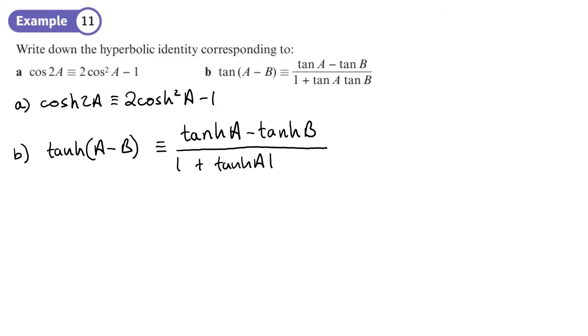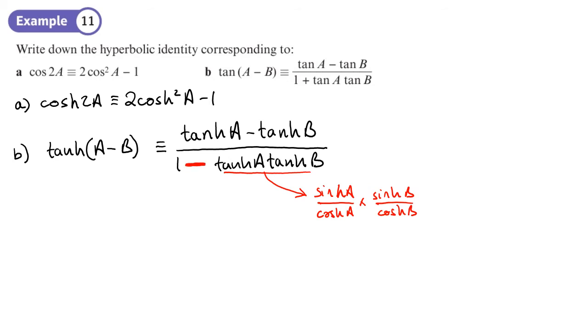And then once we've done that, we see, do we have a product of sines or an implied product of sines? Yes, we have an implied product of sines here, because this is sinh a over cosh a times sinh b over cosh b. So there's an implied product of sines here. So that means that this plus sign becomes a minus, a very quick way of finding these new identities.